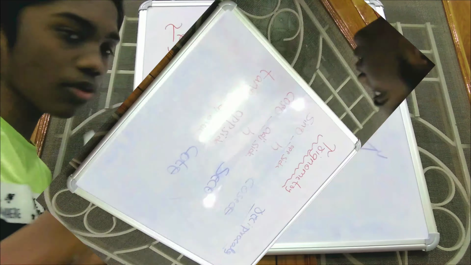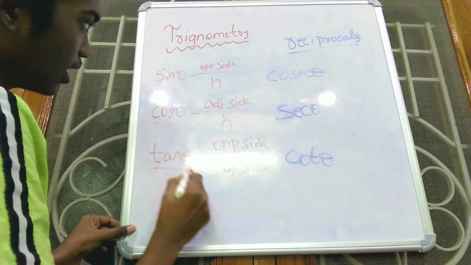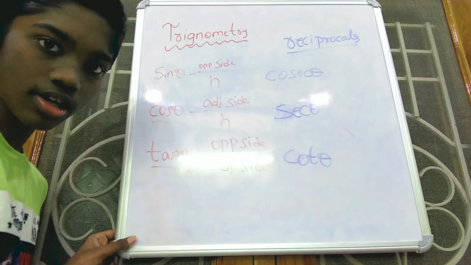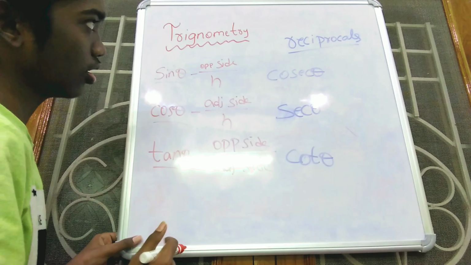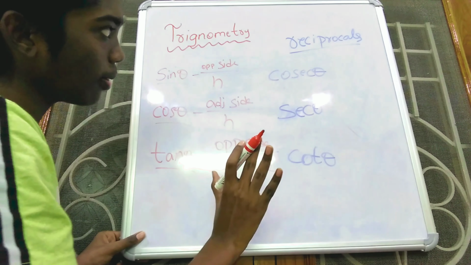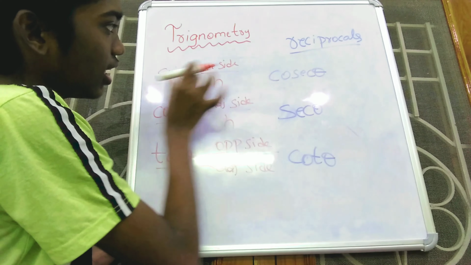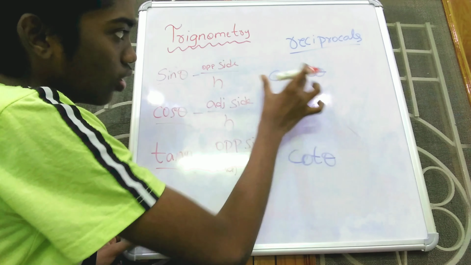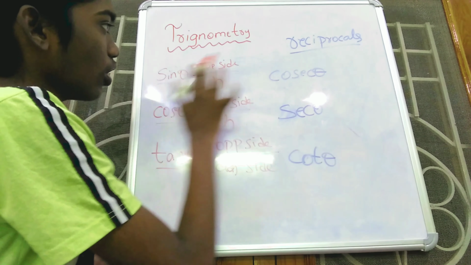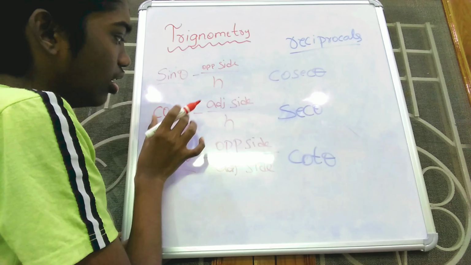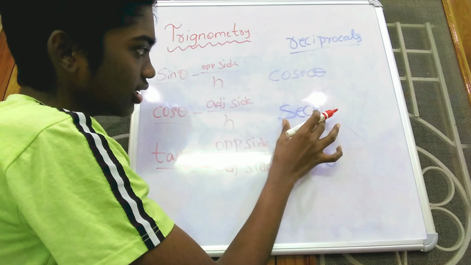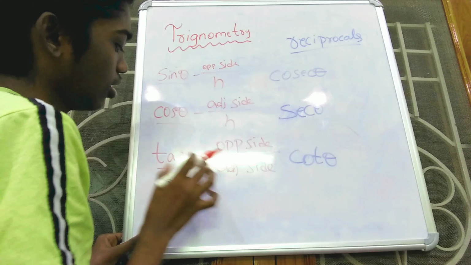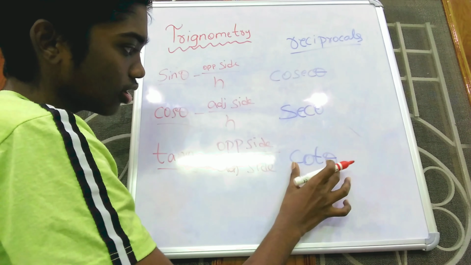Now coming to the reciprocals of sin theta, cos theta, and tan theta, with their formulas. Remember that the reciprocal of sin theta is cosec theta, that is cosecant theta. The reciprocal of cos theta is secant theta, that is sec theta, and the reciprocal of tan theta is cot theta.